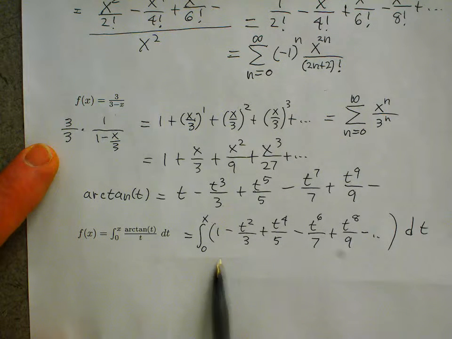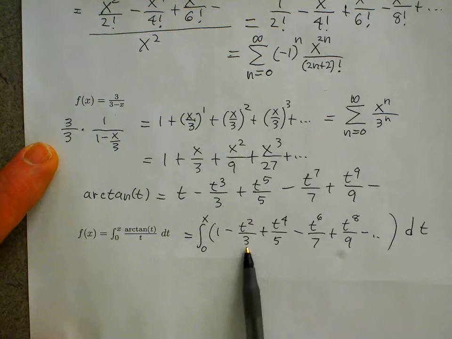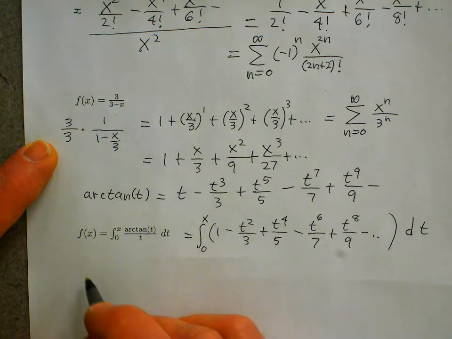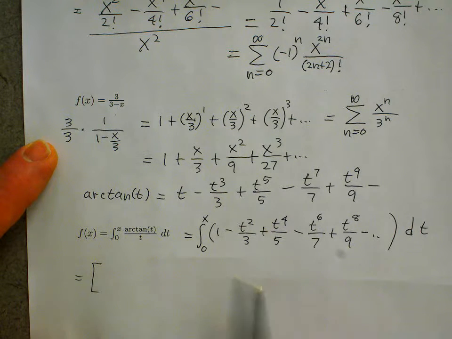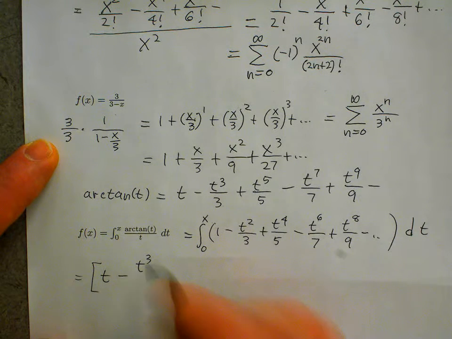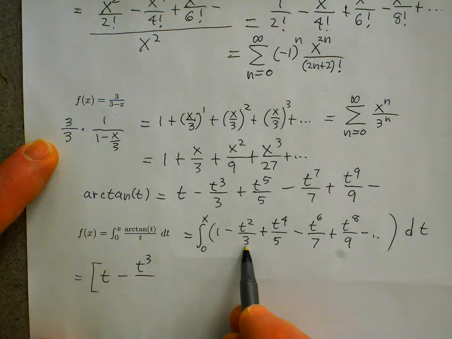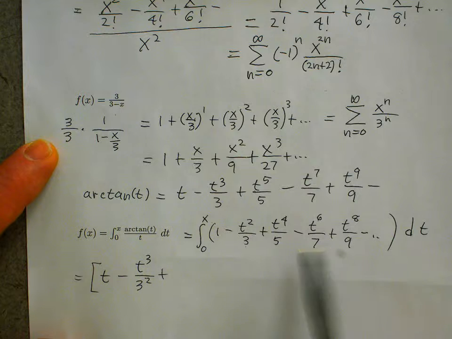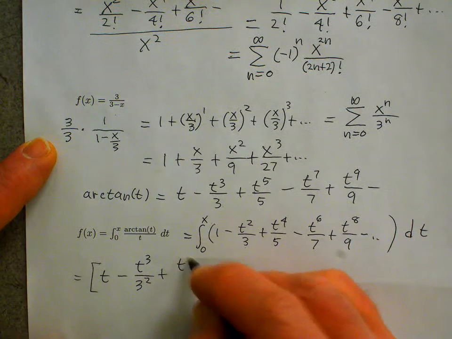Okay, then in the next step, we just write antiderivatives for each of those terms. We're going to evaluate the integral from 0 to x. Antiderivative of 1 is t, and then minus t to the third over 3 times 3. I'll just write 3 to the second. And then plus, what's the antiderivative of t to the fourth over 5? T to the fifth over 5 squared.